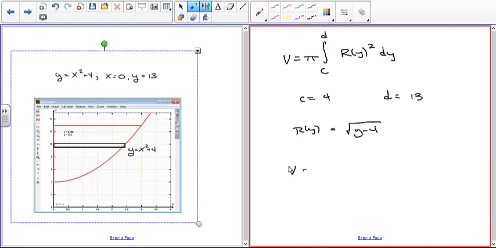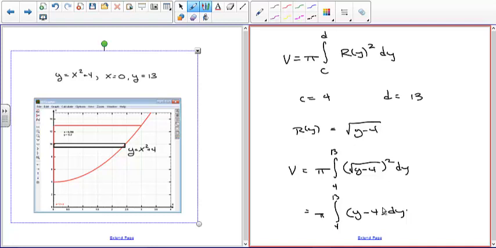So then you get the volume is equal to pi times the integral from 4 to 13 of the square root of y minus 4 quantity squared dy. And now, again, I'm not going to do the integral, but you can see that integral is a piece of cake, because when you square the square root, you just have y minus 4. So that's just a simple polynomial integration. You don't have to change variables or anything.